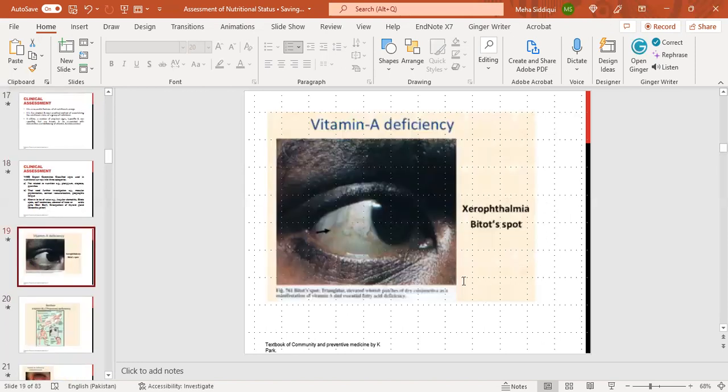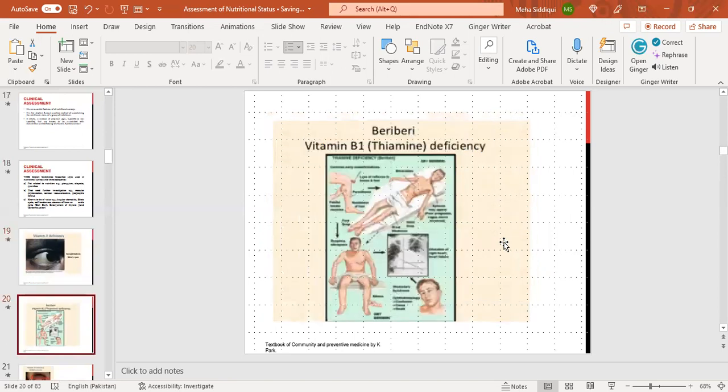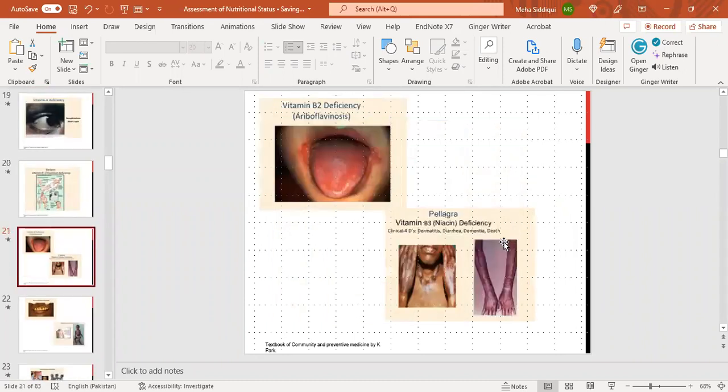In vitamin A deficiency, the very prodromal sign is Bitot spot, which is also called xerophthalmia. In beriberi or vitamin B1 deficiency, the most significant feature is absence of reflexes, that is, knee jerk and ankle reflex. Then comes vitamin B2 deficiency, in which we get angular stomatitis. This is a very important feature. And for vitamin B3 deficiency, we have signs of dermatitis, diarrhea, and dementia.